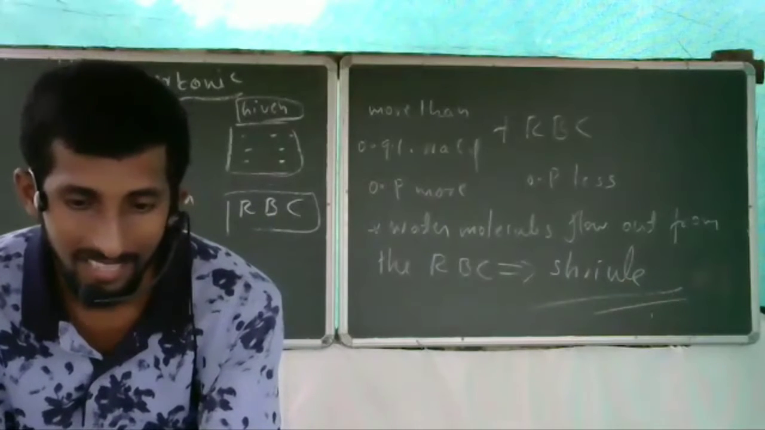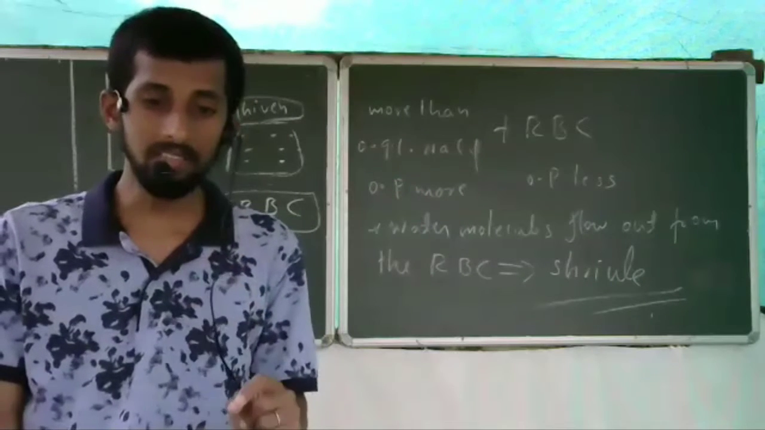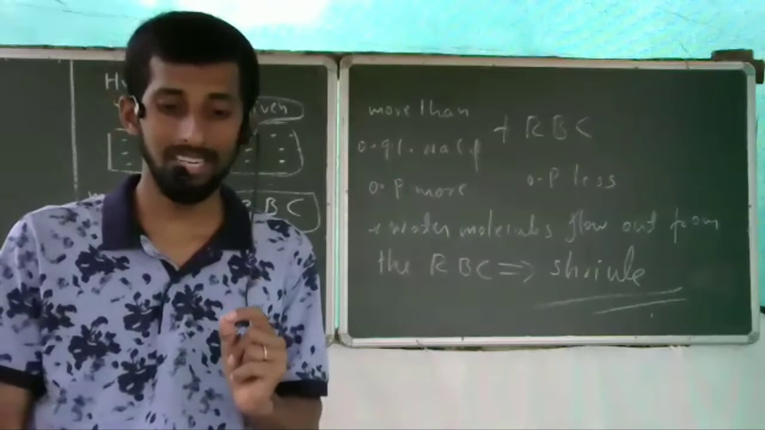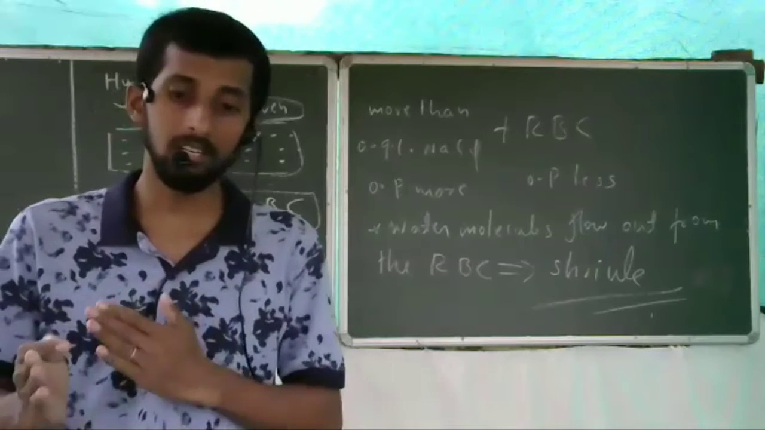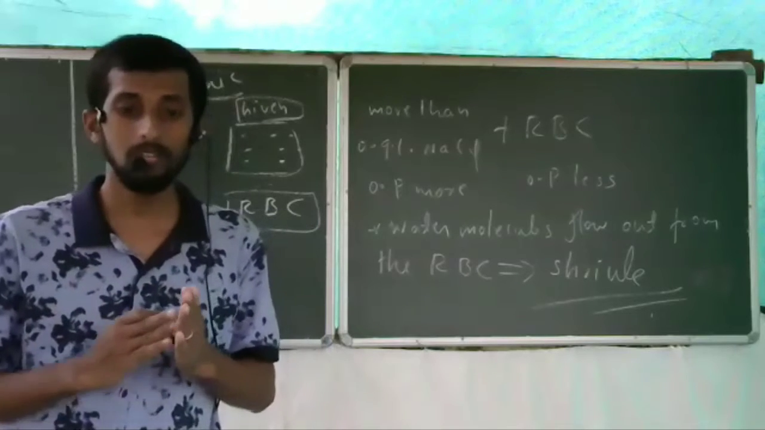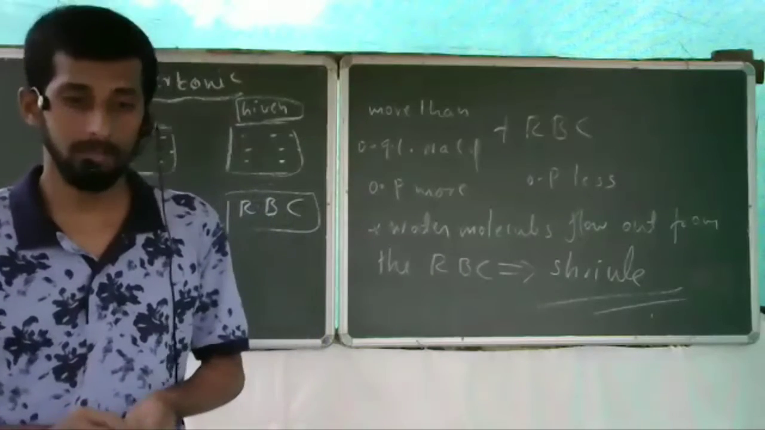If you keep RBC in exactly 0.9% NaCl solution, then there is no change. It does not shrink and does not swell, because 0.9% NaCl solution is isotonic with RBC.